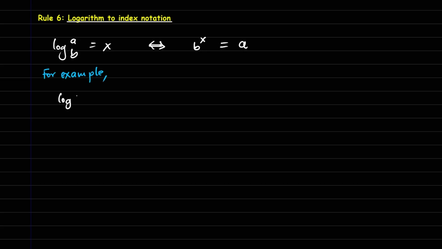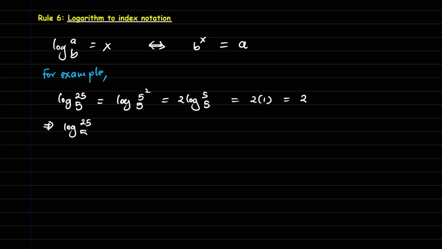For example, log of 25 base 5. 25 is the same as 5 squared, so log of 5 squared to base 5. From the power rule, 2 becomes the coefficient of this logarithm, and this will become 2 log of 5 base 5. And from the identity rule, log of 5 base 5 equals 1. This will equal 2 times 1, which equals 2. This implies that log of 25 base 5 equals 2.